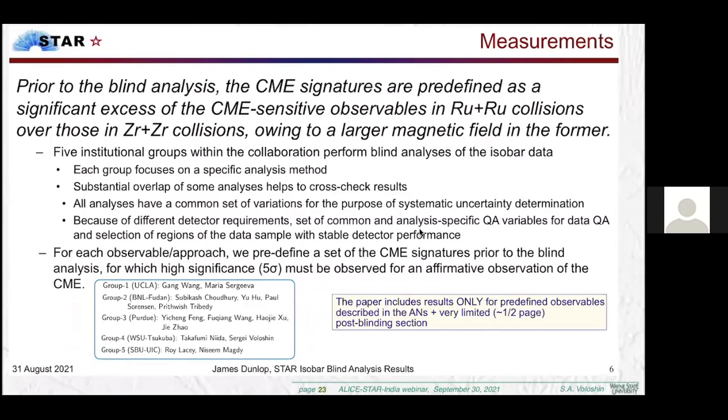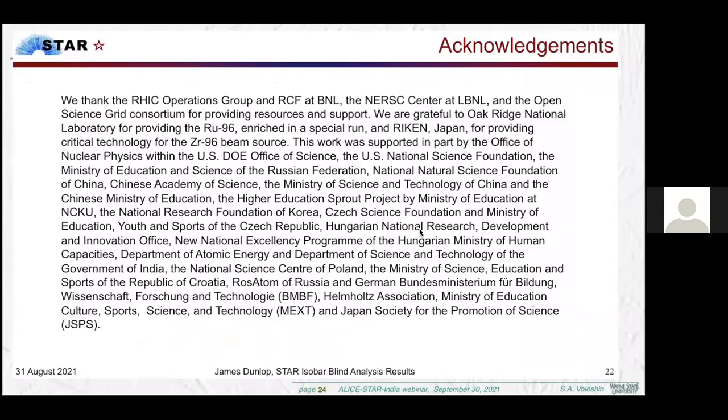And just for a start, so people know who was involved, those couple of slides I take from Jimmy Dunlap, who is the head of the physics department at BNL, but also a STAR member. He gave a seminar at BNL because he was a chair of the IRC for that paper. There is some acknowledgement here. I only wanted to mention that Oak Ridge provided ruthenium. It was a special run for them, and RIKEN in Japan provided critical technology for zirconium.